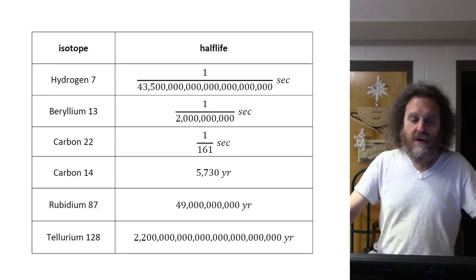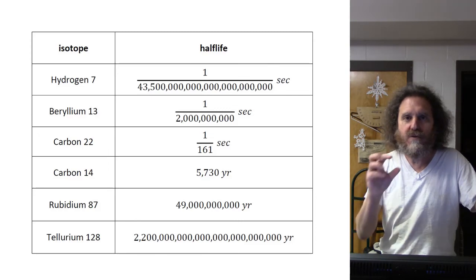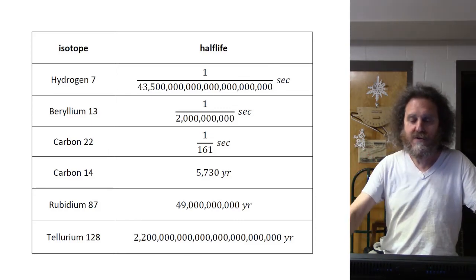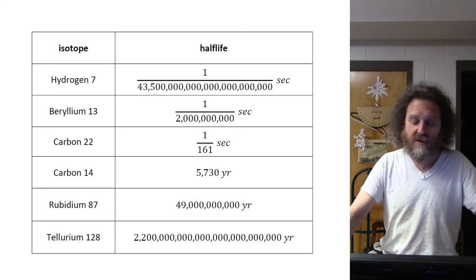Hydrogen-7, for example, is a very unstable isotope of hydrogen. The nucleus is a single proton and 6 neutrons. That's way too many neutrons. It's very unstable and has an extremely short half-life. You can see this is a tiny, tiny fraction of a second. Beryllium-13 also has a really short half-life, 1/2,000,000th of a second. Carbon-22, 1/161st of a second, is much longer than these other two, but still pretty short.